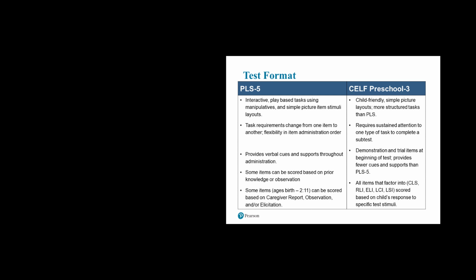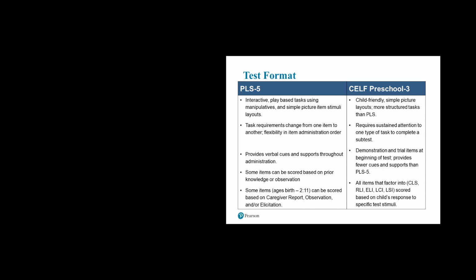The task requirements change quite often from one item to the next because every item assesses a slightly different language skill. And there's also flexibility in how items are administered and when they are scored. So if you're familiar with PLS-5, if you observe a child use a pronoun or a verb, you can make a note of it and even score the item ahead of time so that when you come to it, you can skip it because it's already been scored.